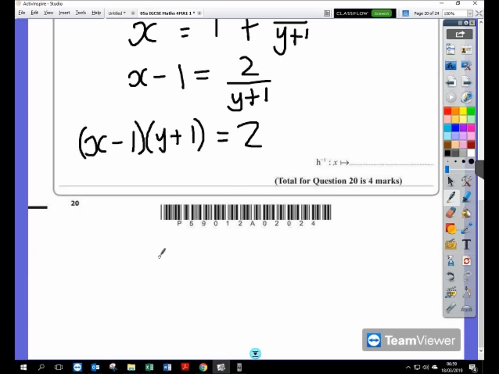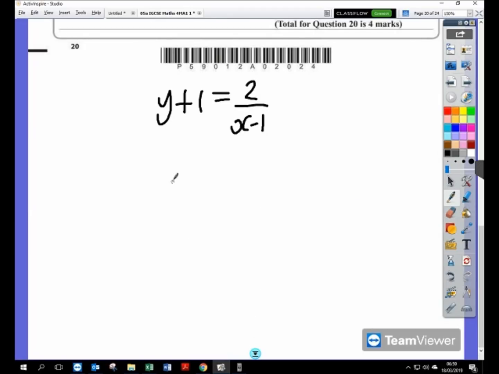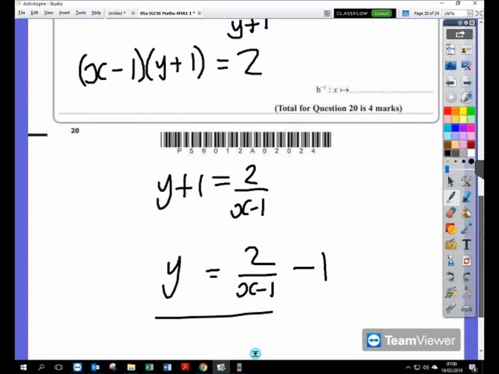This looks quite messy, but remember you're trying to make y the subject, so it's not a good idea to expand the brackets there. Let's just shift that to the other side. And finally, we take 1 from both sides to get rid of this 1 here. This is the final answer. We can write it on the answer line now. They have already written h minus 1 of x at the beginning, so we can just copy down the answer.